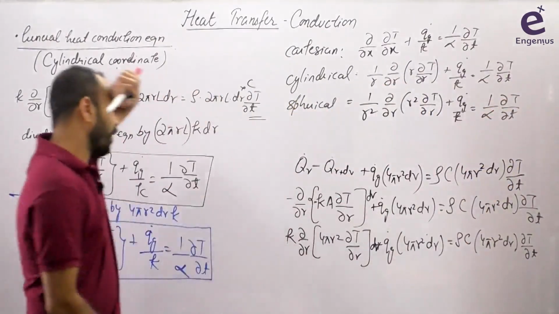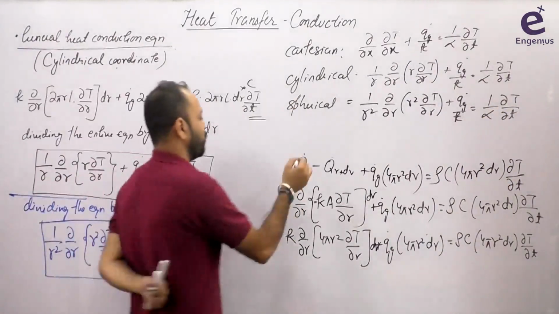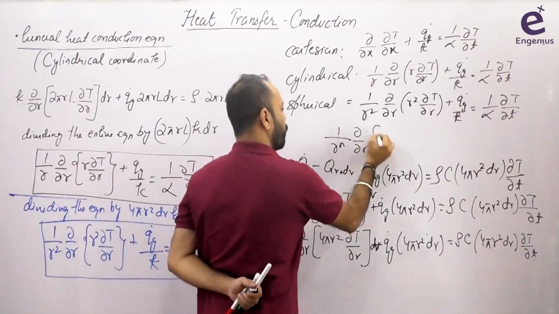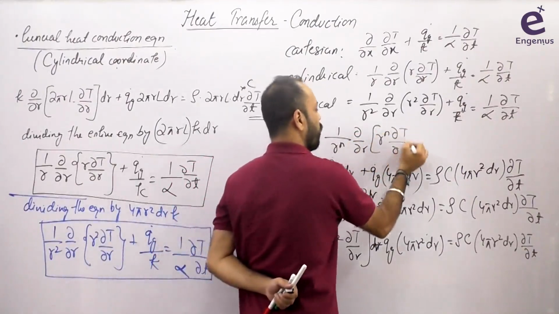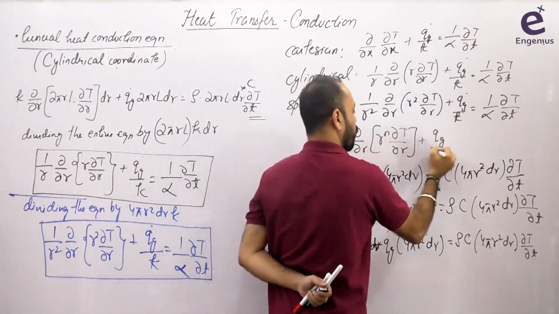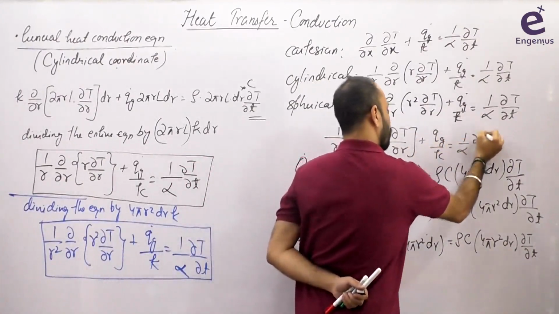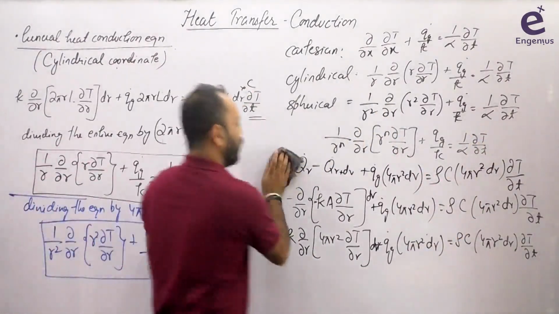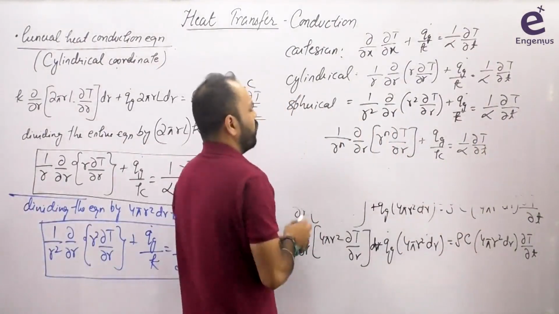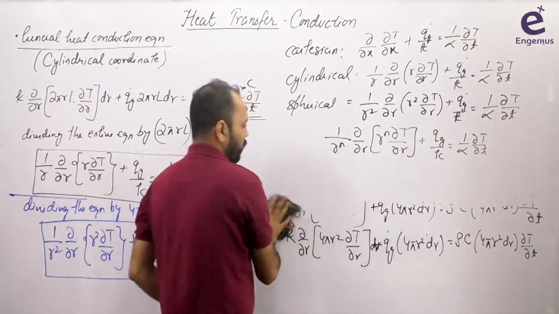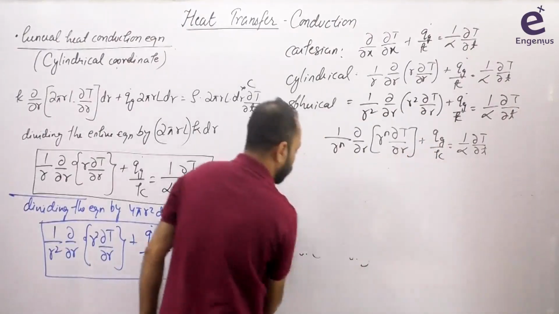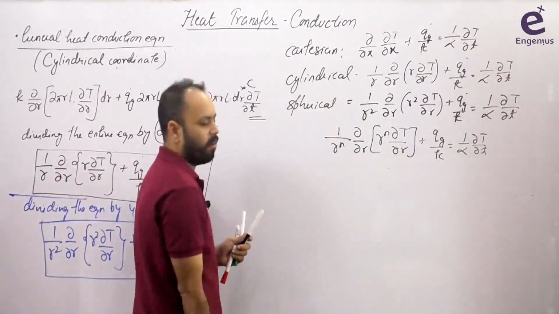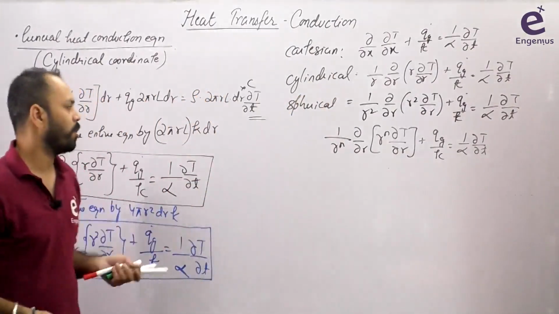Can you see the similarity? What is the formality? That I have to write a general equation. What is the general equation? 1 by r to the n into del by del r of r to the n del t by del r plus qg by k is equal to 1 by alpha del t by del t. Understood? Now it's simple: if I put n equal to 0, I will get the Cartesian equation. Of course, in Cartesian it will be del by del x, but that much can be tolerated. If n is equal to 1, it will be cylindrical. If n is equal to 2, it will be spherical. This is a simple question from GATE.